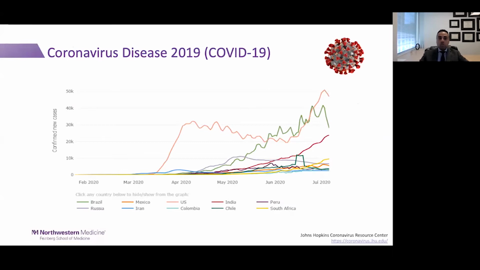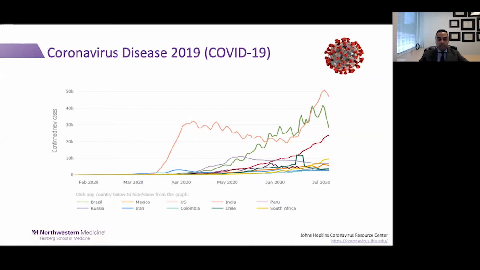Coronavirus disease 2019 or COVID-19 is caused by severe acute respiratory syndrome coronavirus 2 or SARS-CoV-2. And as of this morning it is responsible for over 11.5 million infections worldwide with a resultant over 540,000 deaths. And in the United States, this has translated to nearly 3 million infected individuals, which we will likely surpass this week, with a resultant over 130,000 deaths. And this is data here from the Johns Hopkins Coronavirus Resource Center that demonstrates that clearly we are still in the midst of a global pandemic.